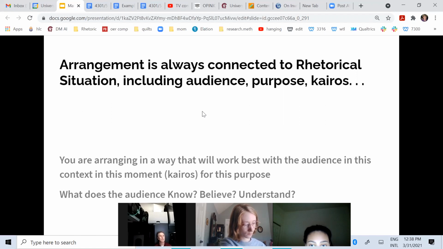But at the next step, you need to think about the choices you can make because of your rhetorical situation. In fact, Aristotle, when talking about arrangement, is always focused on which arguments you should use in which order for your audience. The way he talks about it is always tied to the rhetorical situation. In other words, you're arranging in a way that will work best with the audience in this context, in this moment, for this purpose. What does the audience know? What does the audience believe? What does the audience understand? You think about that and then think about how you're going to organize.